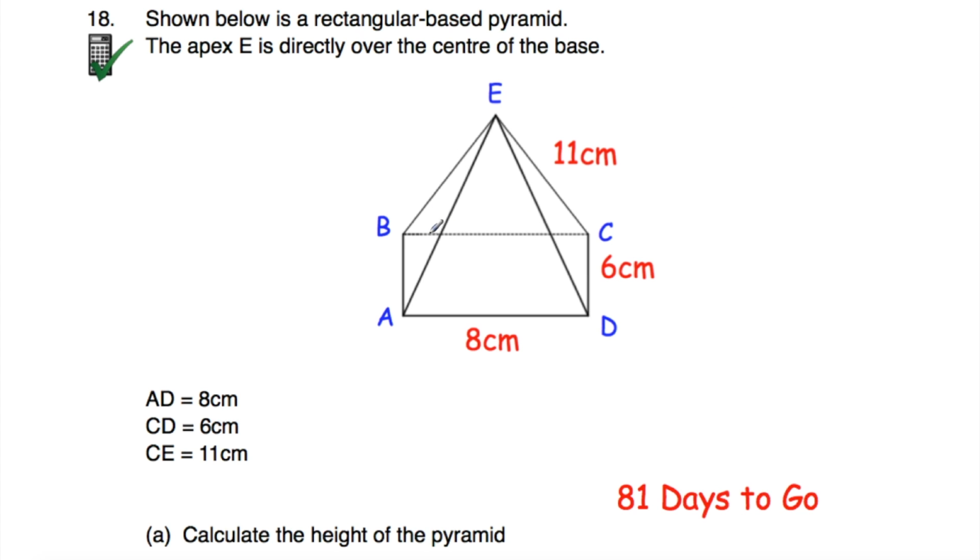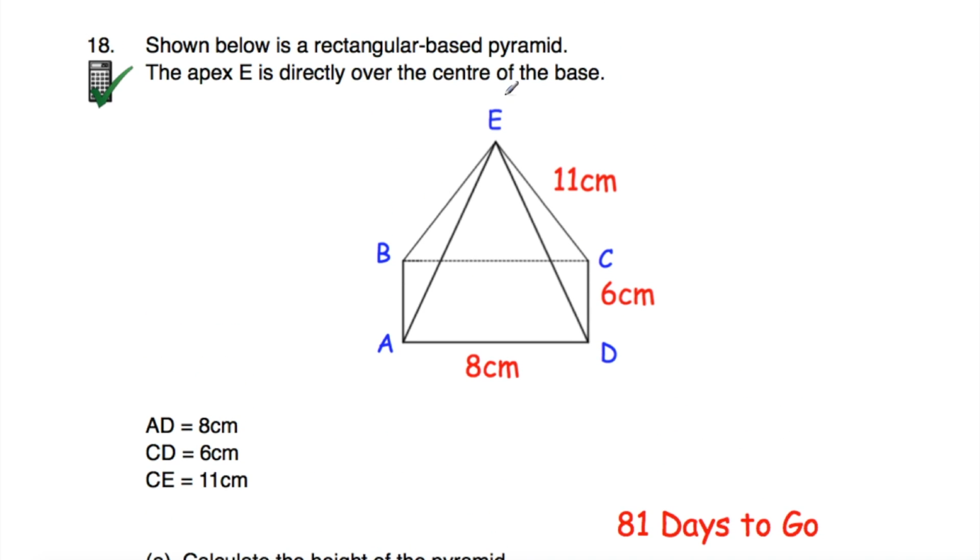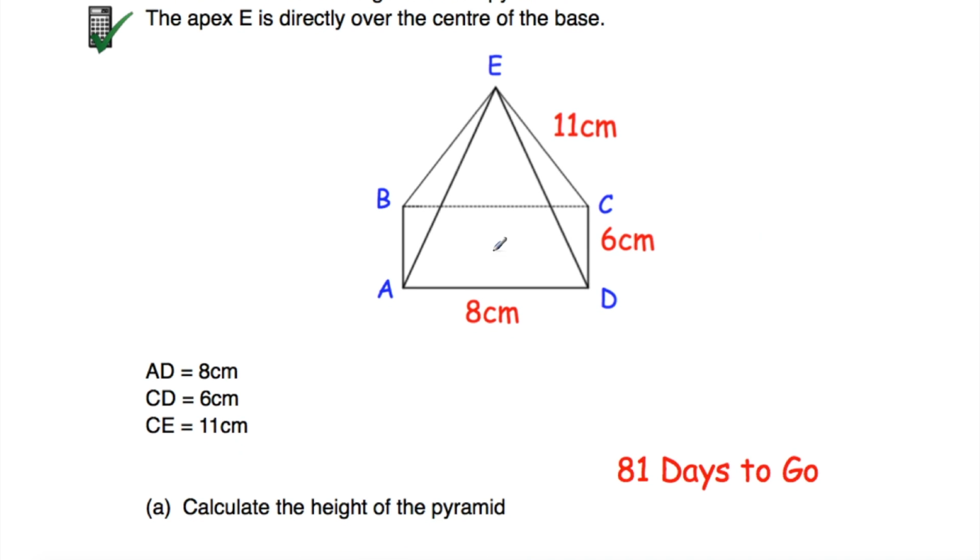Okay, question number 18. So question number 18 is on 3D Pythagoras and trigonometry, and we covered that with 81 days to go. So we've got this rectangular based pyramid, and we're told that apex E is directly above the center of the base, and we've been told some of the measurements, and in part A we've been asked to find the height of the pyramid. So in terms of my hint for part A, the height of the pyramid is the perpendicular height. So that's that height there from the center of the base to the highest point E. So we want to find that height.